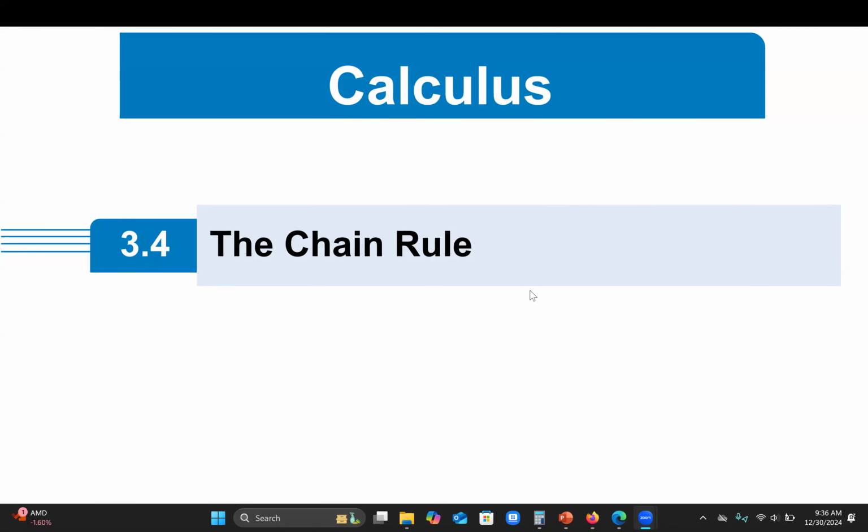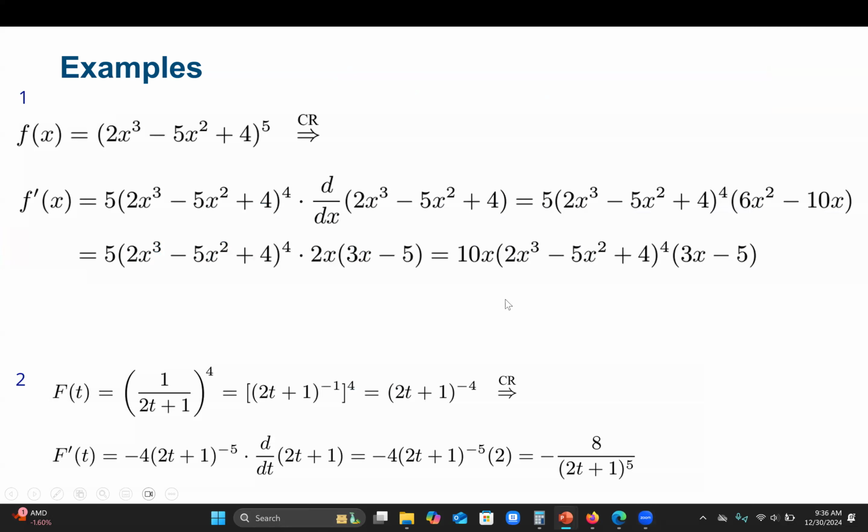Again, welcome back to calculus. This lecture covers the chain rule. So we start with two examples.